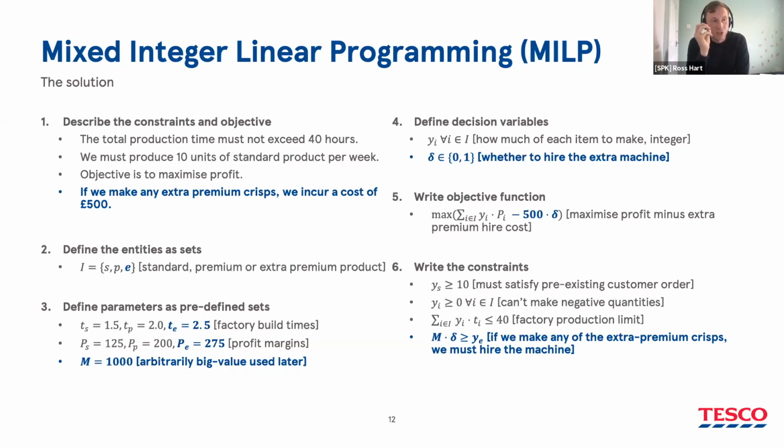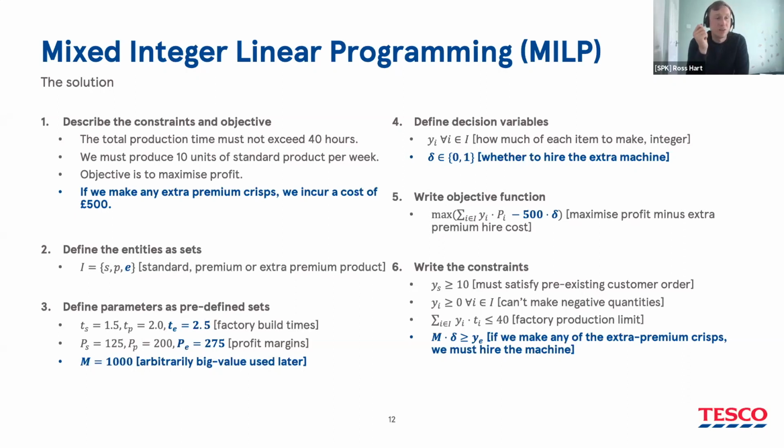So let's think about the 2 different scenarios we might have in this problem. The first one is that we don't make any extra premium crisps. So that means Ye is 0. In this case, we have this big M value times delta. It's got to be greater than or equal to 0. So that means delta can actually take 0 or 1 in this case. And in the optimal case, it's not going to take the value 1 if that machine's not used, because that's just an imposed cost that wouldn't be doing anything.